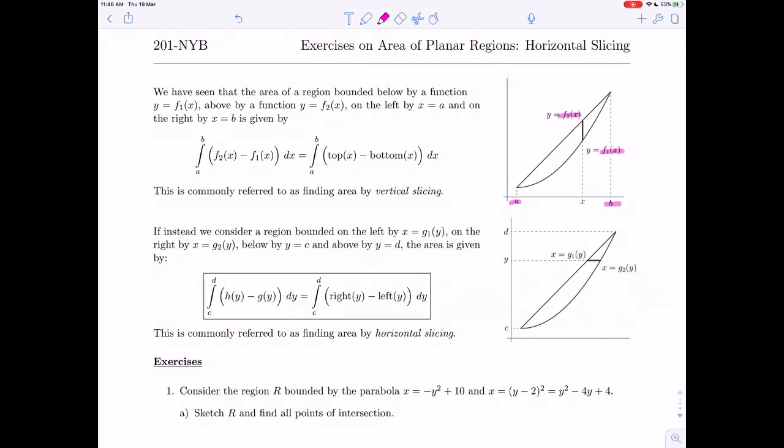And we've seen that using a Riemann sum, we could come up with a formula, the integral from a to b of f2 of x minus f1 of x dx, which is most commonly stated in its memory aid version as the integral from a to b of the top function minus the bottom function of x. This is commonly referred to as vertical slicing.